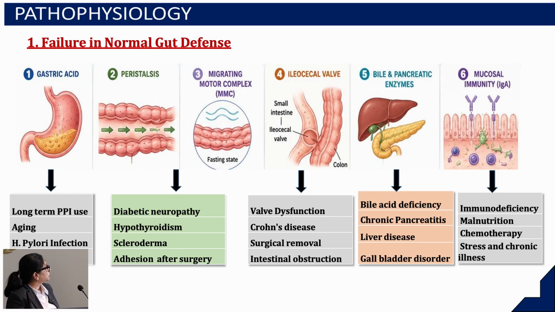Coming to peristalsis, poor motility can result in accumulation and stagnation of bacteria and overgrowth there. The risk factors include diabetic neuropathy, hypothyroidism, scleroderma, and adhesions after surgery. In diabetic neuropathy, it damages the nerves controlling the intestinal contraction. So poor motility can result in stagnation of the bacteria, where they can multiply and overgrow.